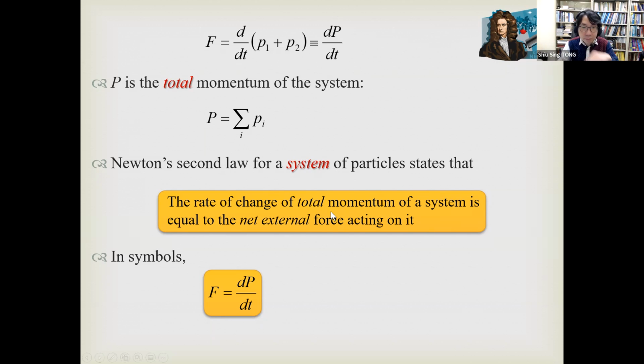And so this is the form of Newton's second law for a system of particles. The rate of change of total momentum of a system is equal to the net external force acting on it. In simple form, we write F as dP/dt, where you remember P is the total momentum, not just a single particle, and F is the sum of all external forces. It is not just the force acting on particle 1. There may be force acting on particle 2 also. You just form a vector sum of them, and that is the net external force acting on the whole system.